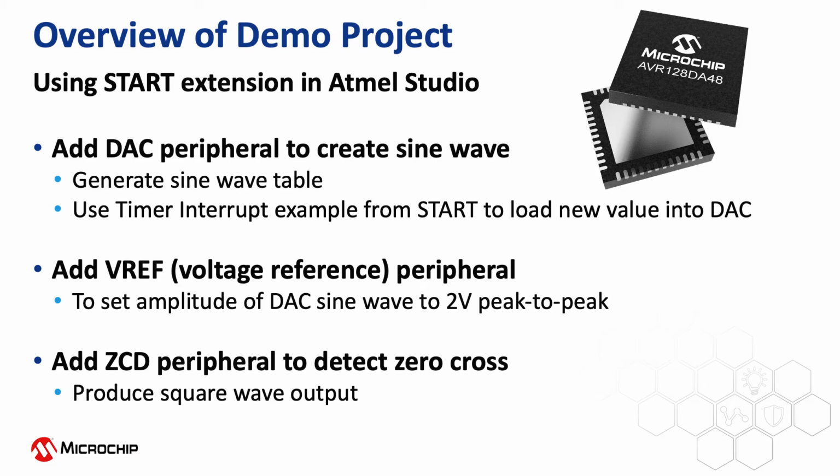So before we start adding things, let's quickly go over what we want to do. We want to use a digital to analog converter, or DAC, peripheral to create a sine wave with an amplitude of about 2 volts peak to peak. To do that, we will use the timer interrupt example to load a new value from a sine wave lookup table into the DAC. We will also need to set up a voltage reference to set the DAC sine wave amplitude. Finally, we need a ZCD peripheral to detect when the zero cross occurs and to produce a square wave output.